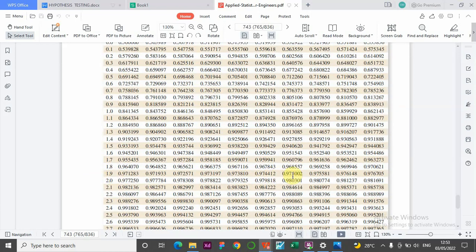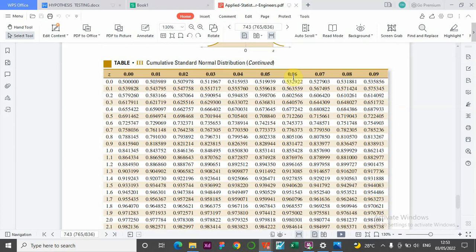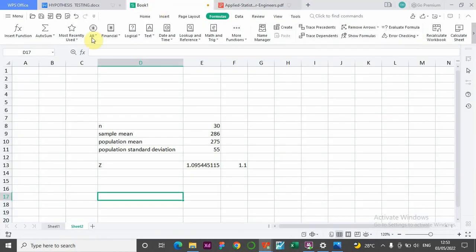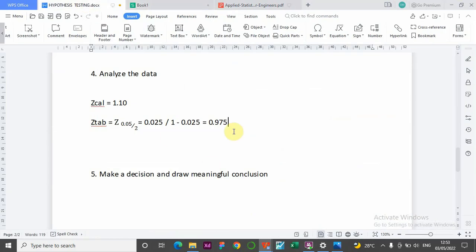Then we are going to look to the top. So 1.9 plus 0.06 gives us 1.96. So the critical region is 1.96, or you can say the Z tabulated value is 1.96.